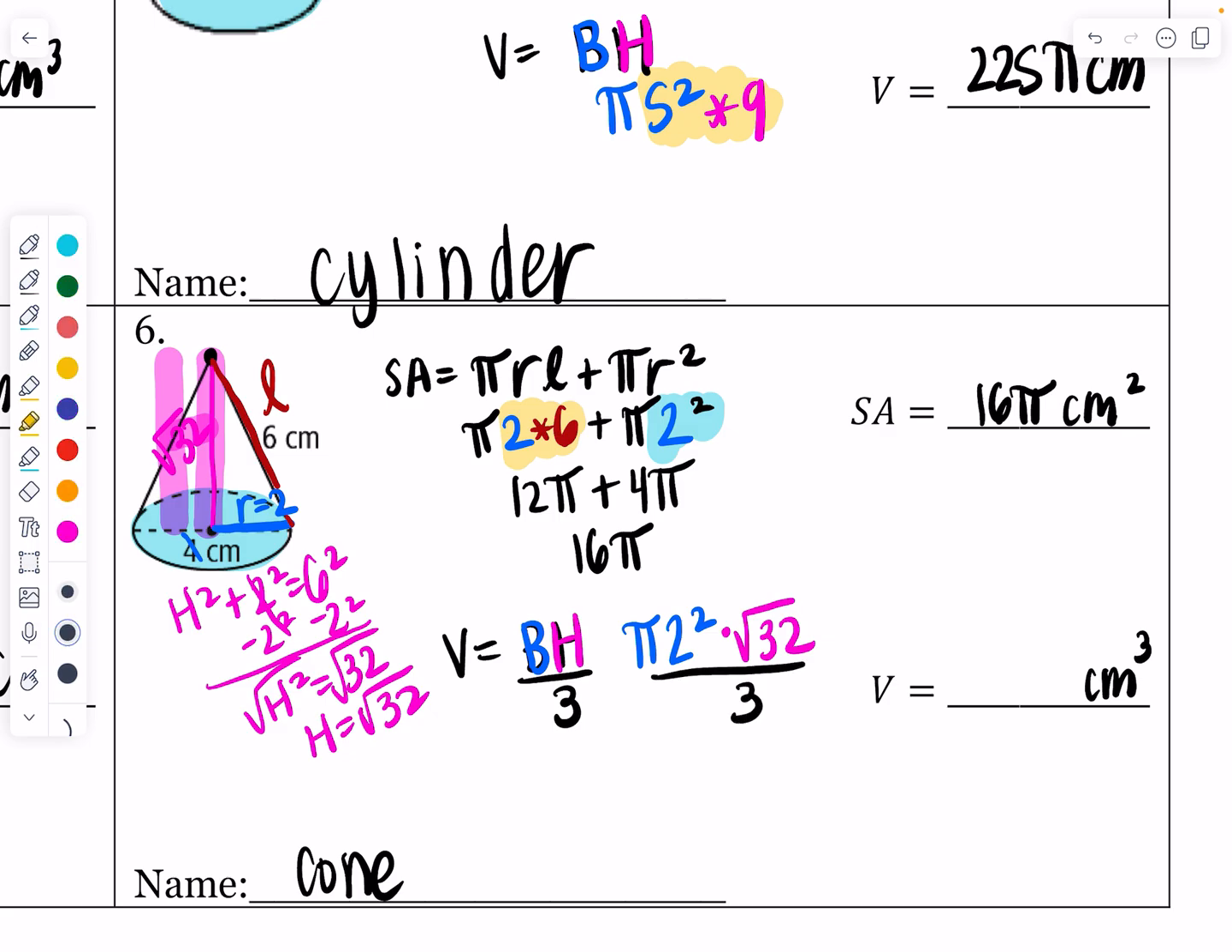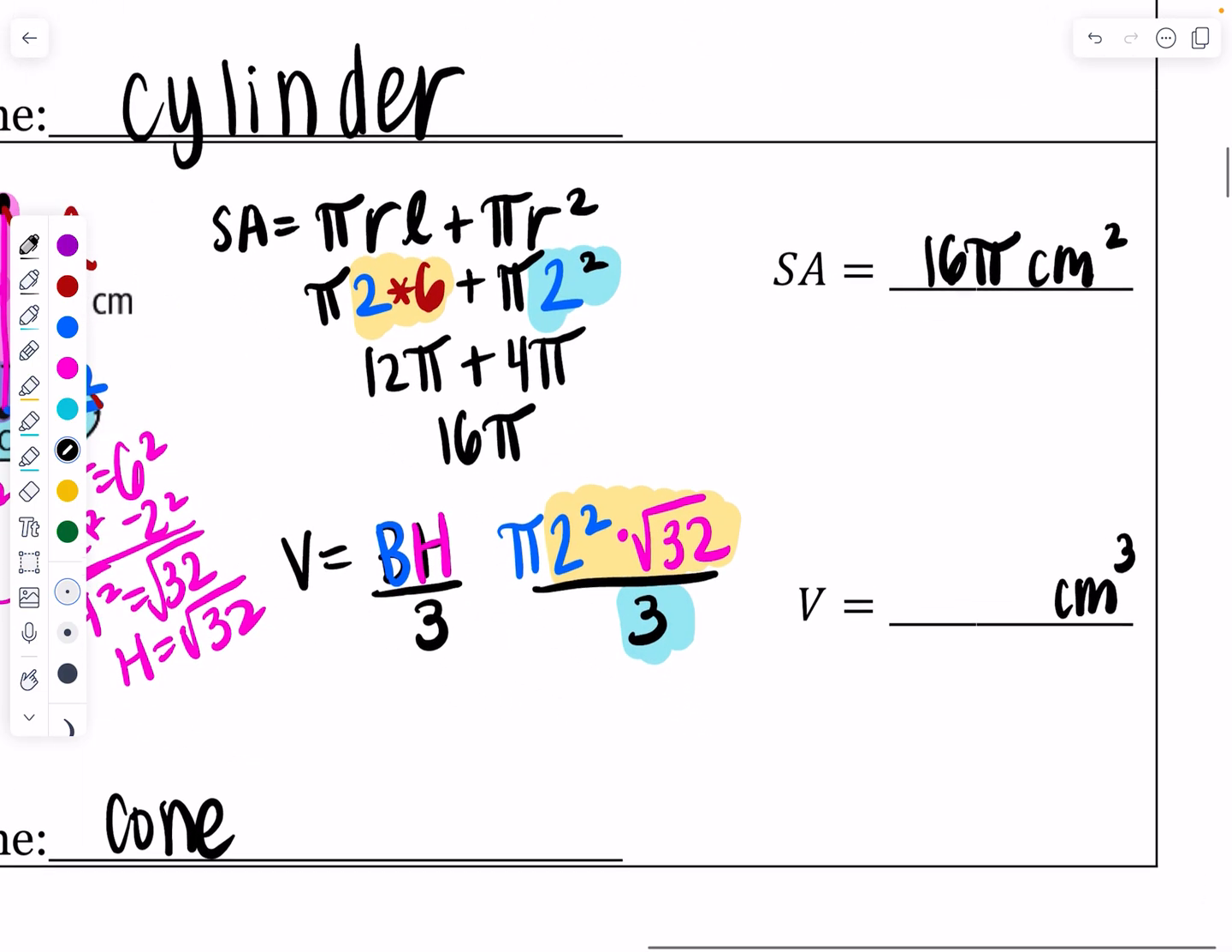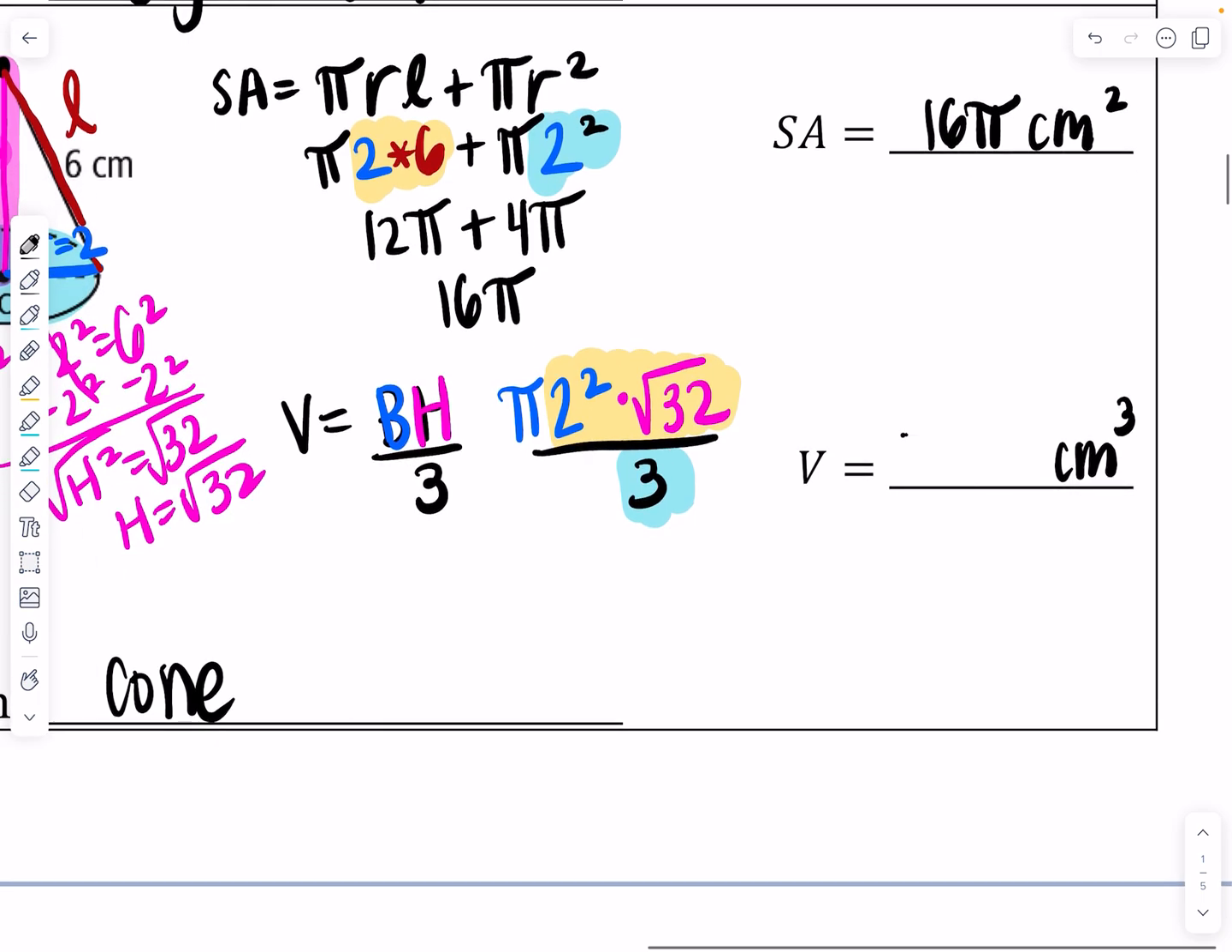So when we go to type this in, you're going to type in 2 squared times root 32. You're going to click enter, and then you're going to divide that by 3, and that's how many pi's I'm going to have in my answer. So it's going to be 2 squared times square root 32. Click enter. That's 22.624717. I divide that by 3 because this is volume, and that's going to give me about 7.5. 7.5 pi centimeters cubed of volume.